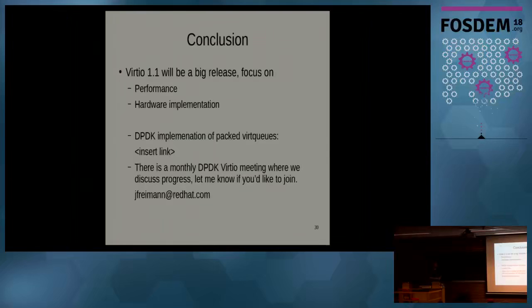Conclusion of my talk. So Virtio 1.1 will be a rather big release. There will be many changes, mostly for the packed virtqueues, but also some other things required for hardware implementations. It's worth taking a look. A DPDK implementation is available. I didn't put the link in here, but it was in a previous slide, so you can look it up there.